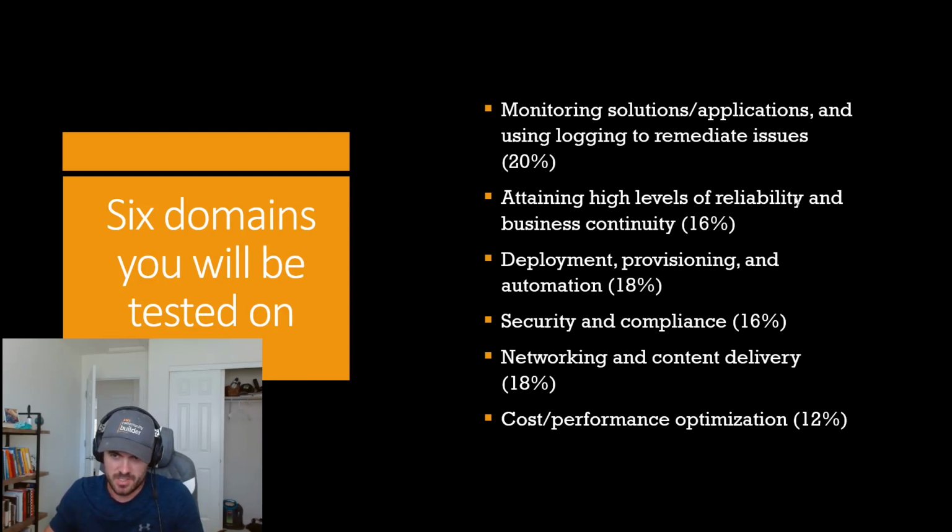This one's going to be 16%, whatever. And as you can see, it's a pretty tight spread. So all these concepts are for sure equally important, okay? So the first domain is going to be monitoring solutions and applications and using logging to then remediate issues. The second domain is going to be attaining high levels of reliability and business continuity. So just making sure things are running all the time as expected.